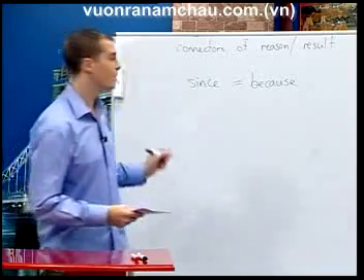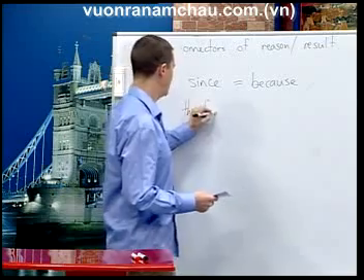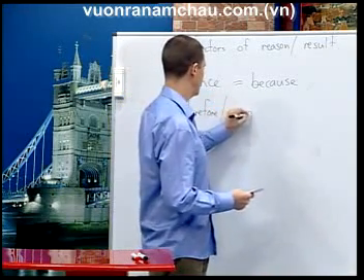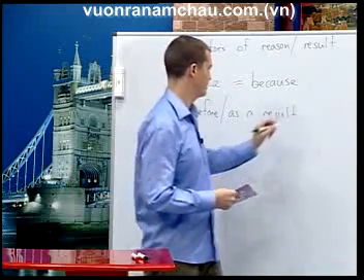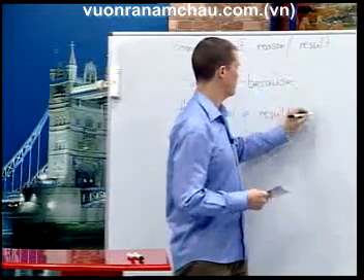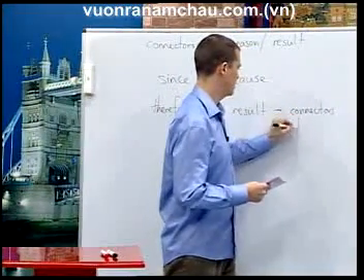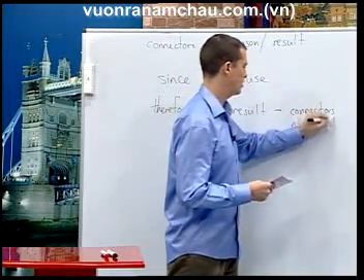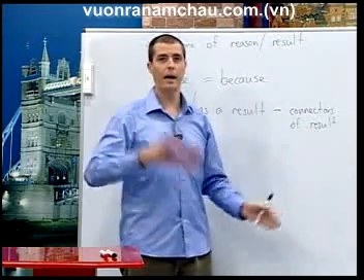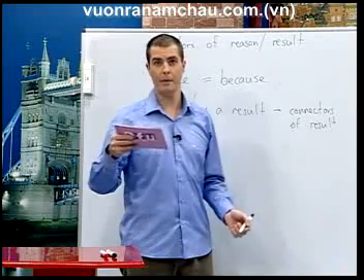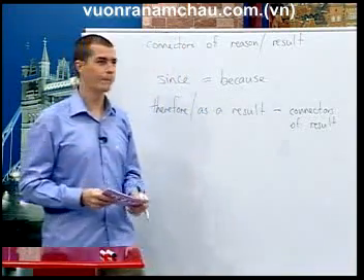Now, therefore, and as a result, are connectors of result. Result means that if one thing happens, another thing will follow, another thing will happen after that. They normally begin a sentence and are followed by a comma.